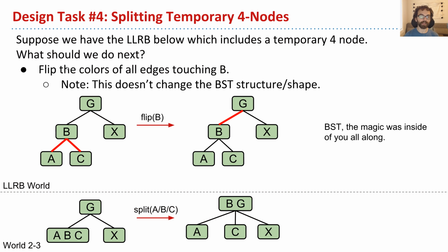So I'm going to use an operation called flip B that flips the colors of all edges that are touching B. So its children become black links, and its parent link becomes red. Now I should note, this doesn't change anything about the structure or shape of our binary search tree. It is no more balanced than it was before.